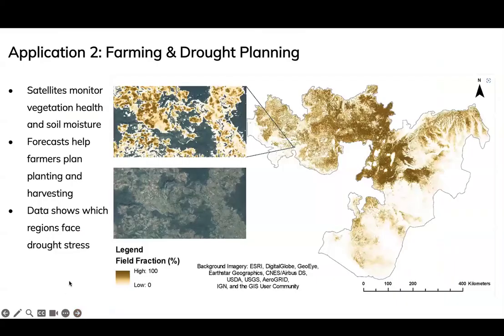So the second application we're going to look at is farming and drought planning. In the previous example, we had a look at how rainfall and drought is also monitored. But now what we can do as well is look at how we plan going into the future using this data on an ongoing basis. So what we have, I'll explain this image in a few minutes. The satellites monitor vegetation health and soil moisture.